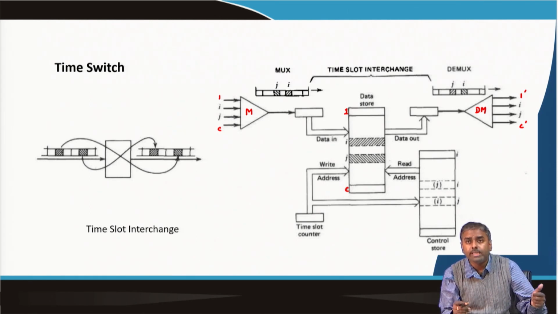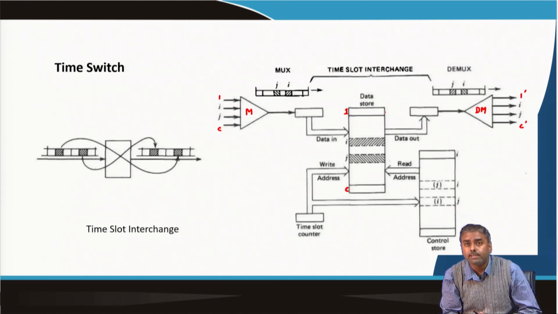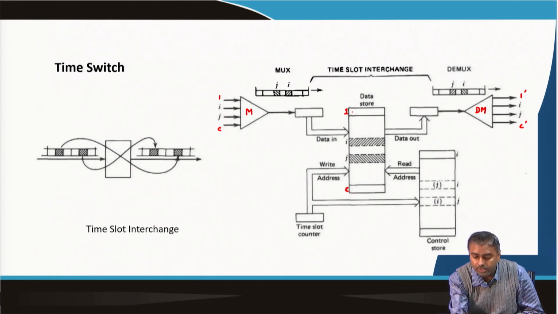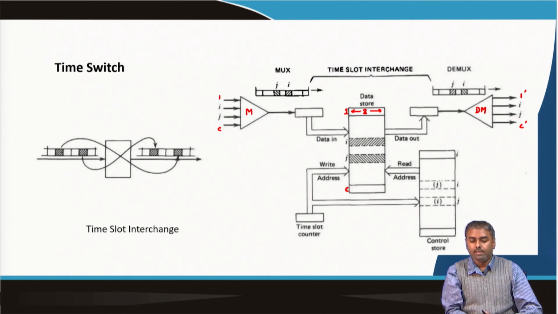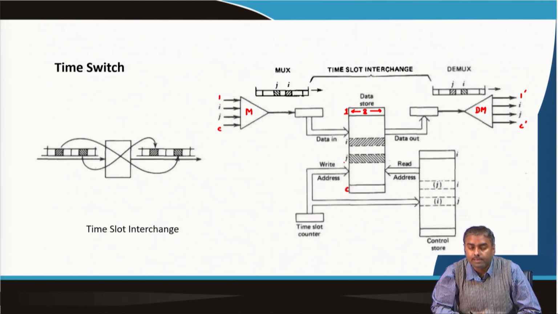So, if it is PCM encoded 8 bit, then it can store 8 bit. If your encoder is different, let us say 10 bit or anything else, then that data store length should also be of that many bits. So, over here it is 8 bit. And how many storage places are there? C storage places are there.